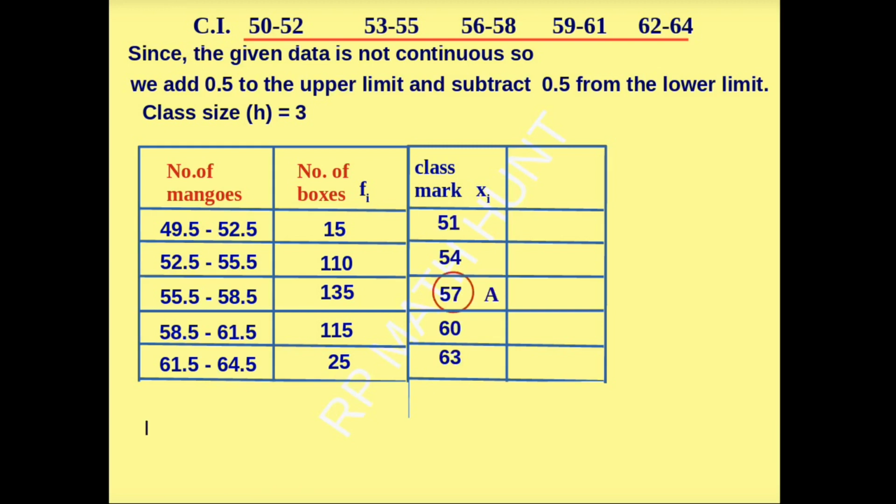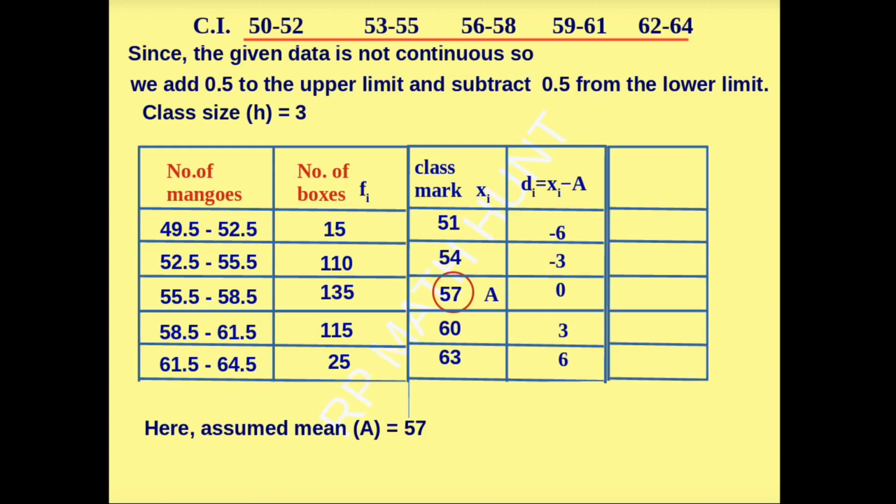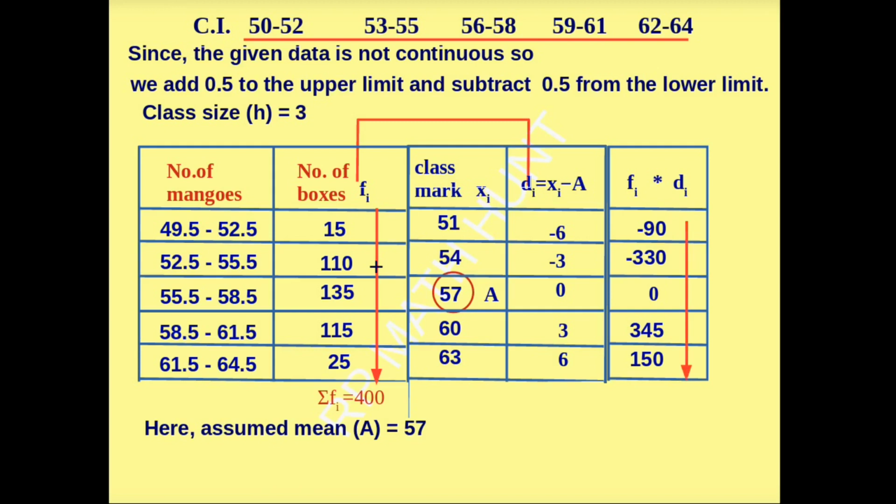Class mark xi: 51, 54, 57, 60, 63. Now 57 is the middle value, and it is assumed as A. Here, assumed mean A is equal to 57. Now di: minus 6, minus 3, 0, 3, 6. And again fi di: minus 90, minus 330, 0, 345, 150. And now, adding all the frequencies, sigma fi is equal to 400. Adding all fi di, sigma fi di is equal to 75.